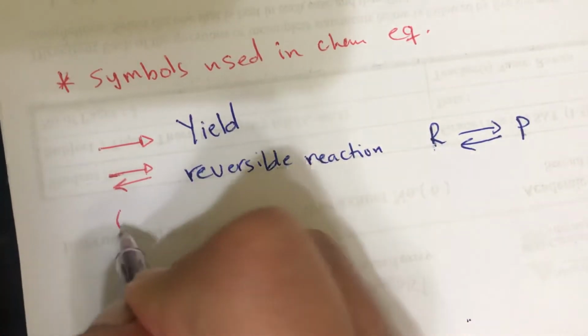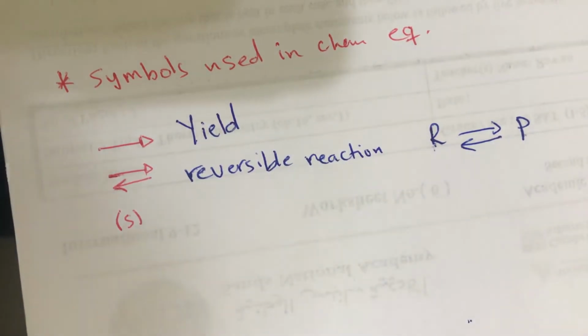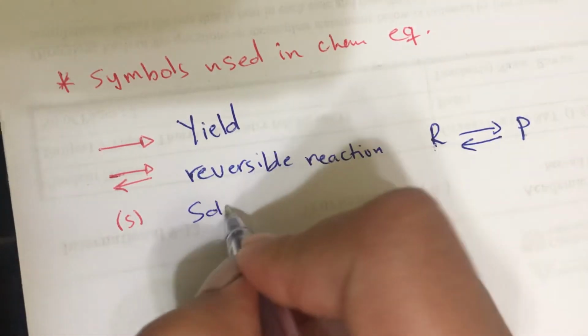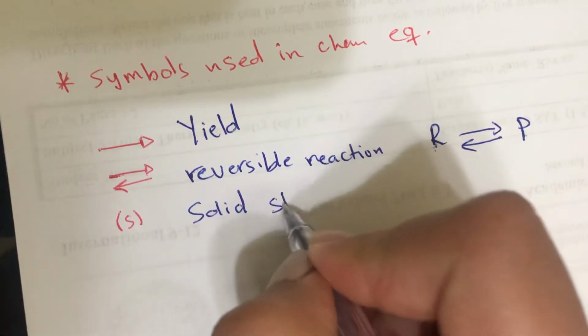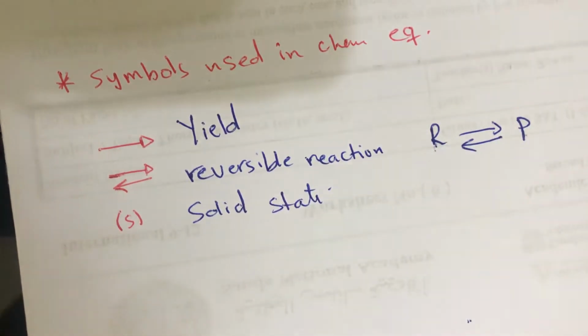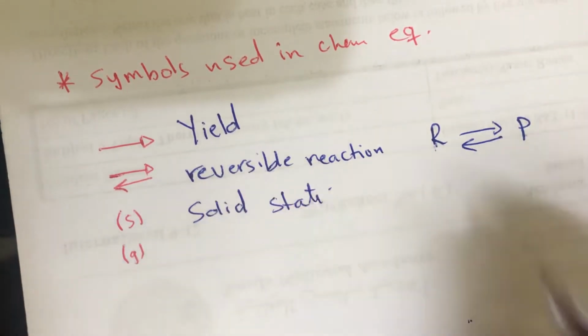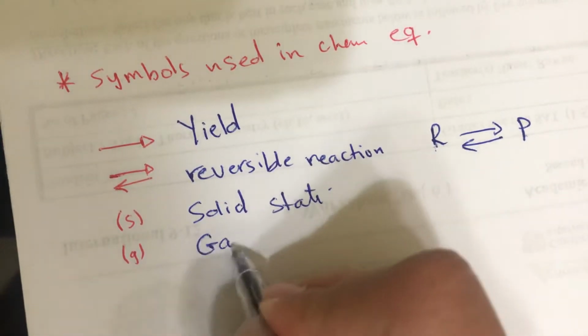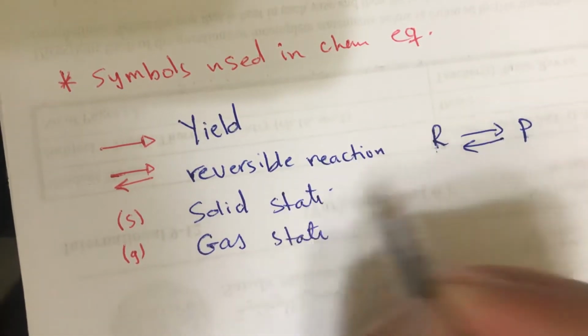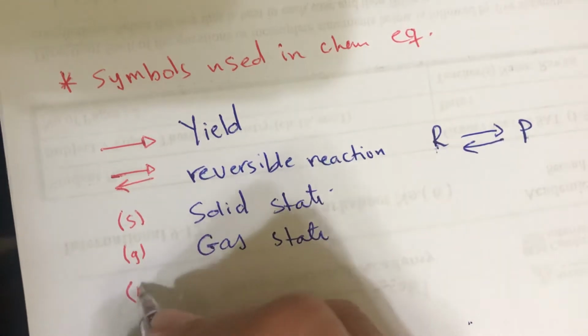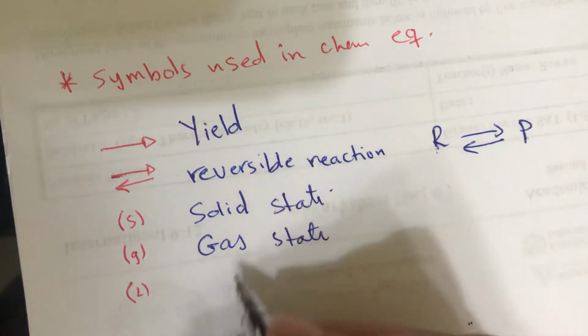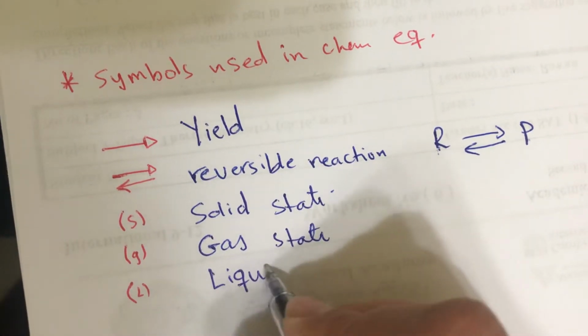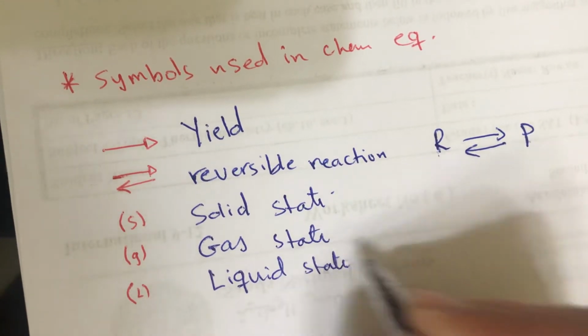So if you have a substance with this symbol, it means solid state. If the symbol is G, it's a gas state. If L, it's liquid state, like water.